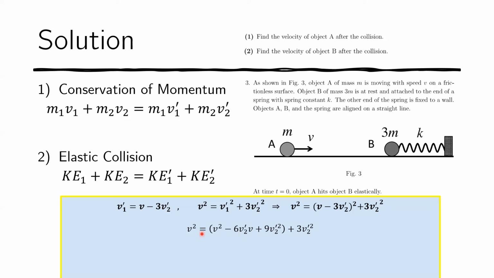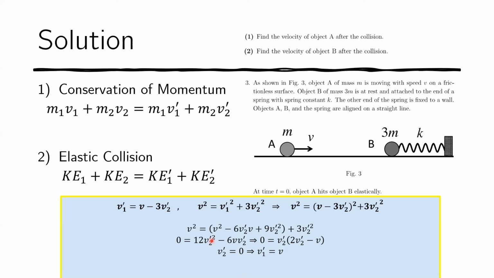And then we simplify this equation a little bit more, canceling the v squareds, for example, and combining the v2 prime squareds, that's 9 plus 3, 12. And then we get this simpler equation. Now we can even cancel the 6's and factor out the v2 prime. And so we get 0 equals v2 prime times 2v sub 2 prime minus v. And that gives us two possible values for v sub 2 prime. One is v sub 2 prime equals 0.